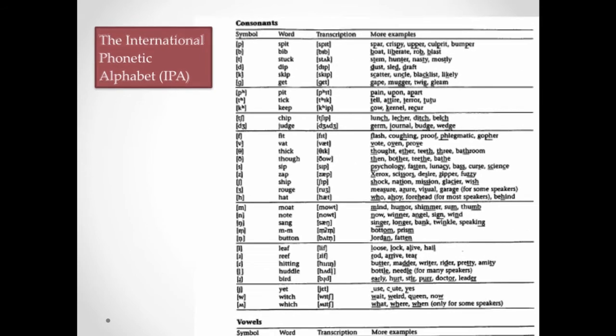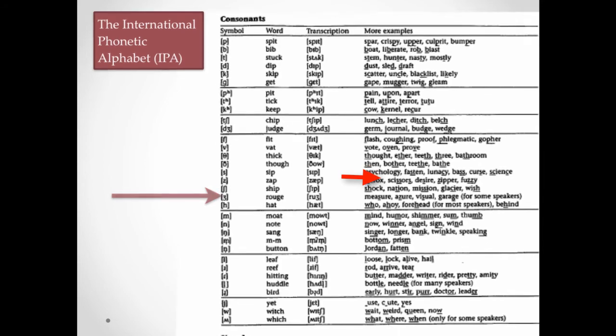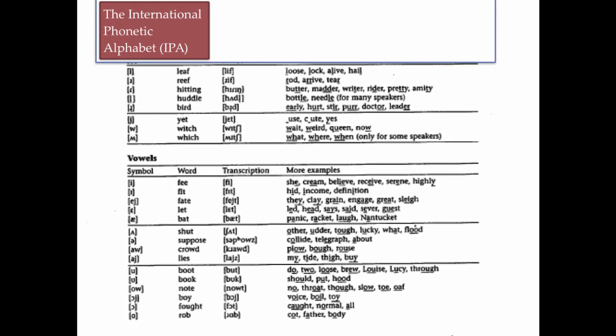So as you can see, for example, here is all the consonants, and of course right there is the sh sound. So you can see how the sh sound is as in ship, and the transcription of ship. But also there are other examples like shock, nation, mission, glacier, wish. Okay. The same is true with vowels. So the vowels are there as well. Try to figure out as much as you can your name and last names, at least. Okay?